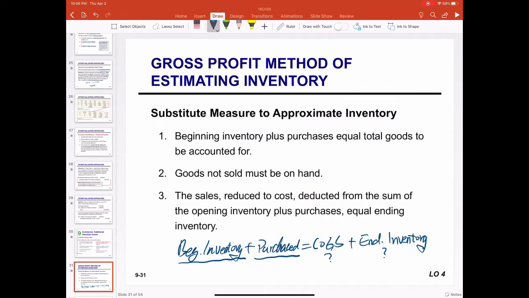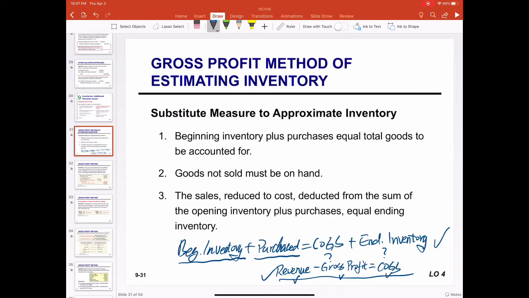And we know cost of goods sold is revenue minus gross profit. In the income statement, revenue minus cost of goods sold is gross profit. We transform that equation into this one. Basically, if we have the revenue and the gross profit, we can get cost of goods sold. Based on this, we can get the ending balance of inventory.